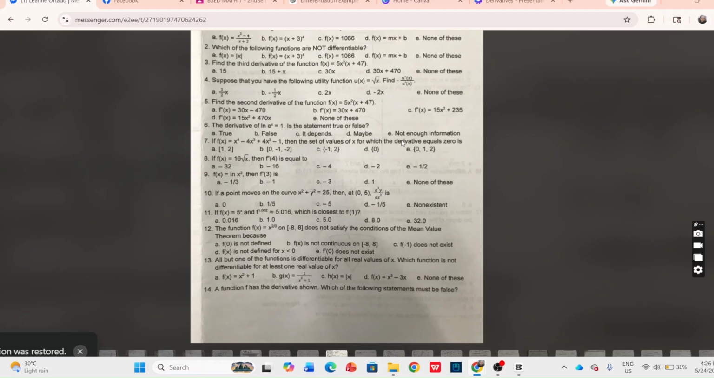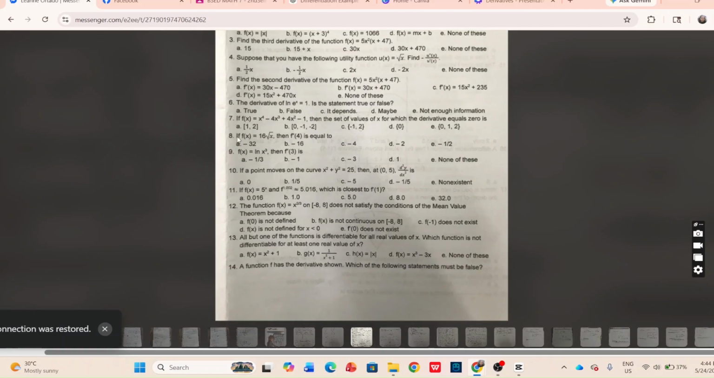And since we are able to factor them all together, 4x has 0 as the solution, x minus 1 has 1 as its solution, and x minus 2 has 2 as its solution. Therefore, the correct answer for number 7 is letter E, 0, 1, and 2. Moving on to number 8, if f of x equals 16 square root of x, then f double prime of 4 is equal to.